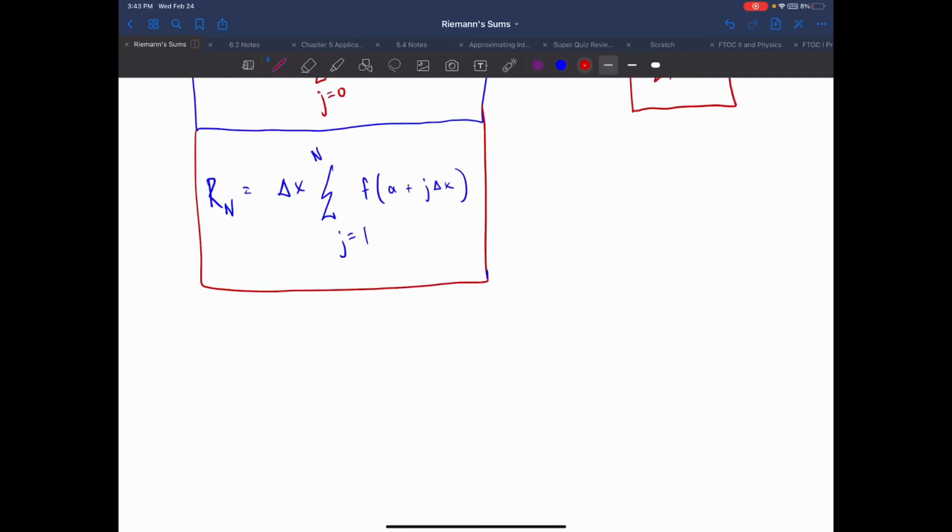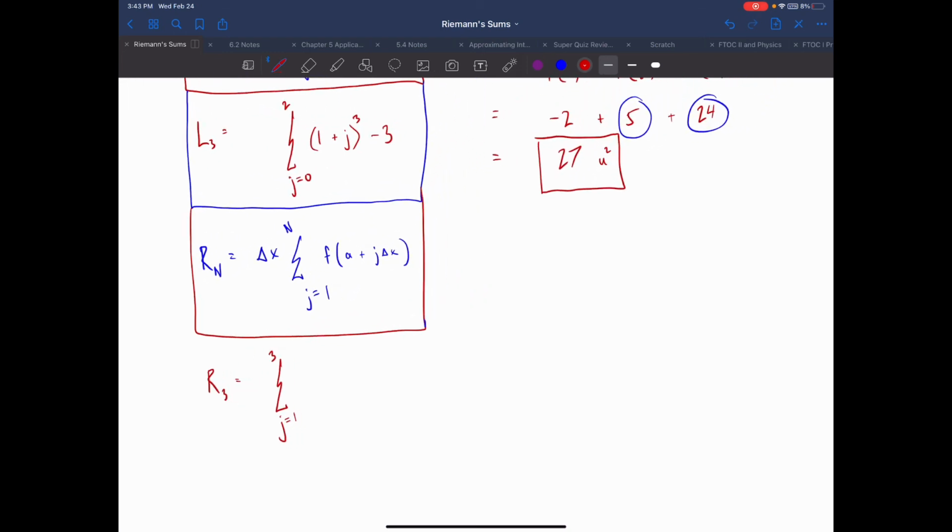With this one, I'm going to write out the right-hand sum using sigma notation first. So I'll have r sub 3, because it's 3 divisions. Delta x is the same as the last one, so it's just going to be 1. And this is going to be from j equals 1 to n. And n is the number of subdivisions, so it'll just be 3. Beyond that, it'll look just like L sub 3. So this will be 1 plus j to the third minus 3. So this would be the summation notation for what we're about to do.